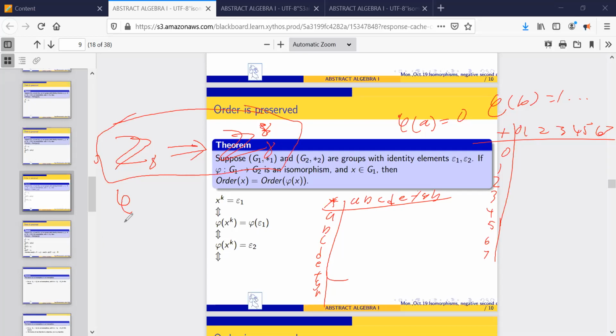Can someone tell me what I would map phi of 1 to get that? There's a few different options here.